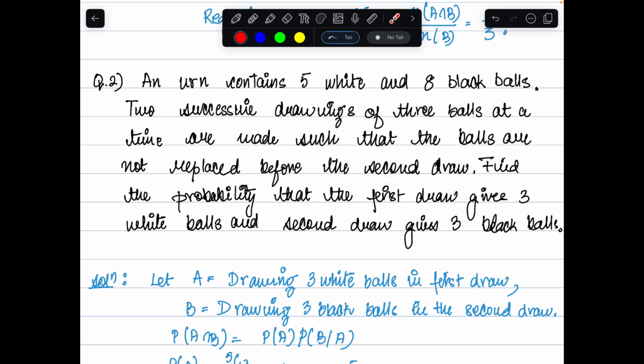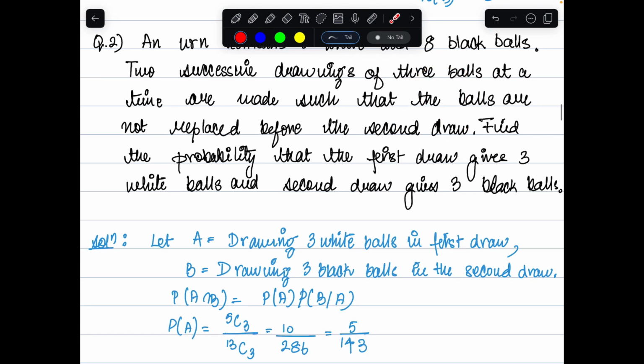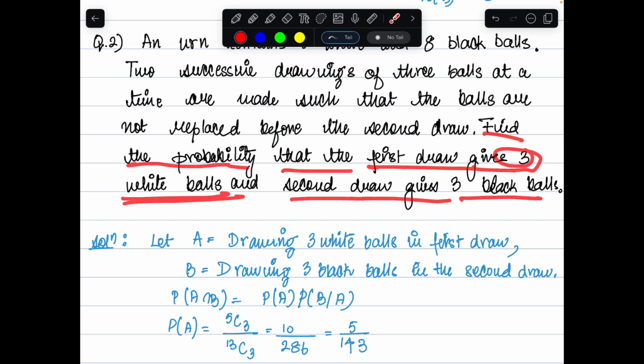That means the first time when you are picking, you have a total of 13 balls in the urn. But the second time when you are picking, you are left with only 10, because I am not replacing the balls that I have already picked. Find the probability that the first draw gives 3 white balls and the second draw gives 3 black balls.